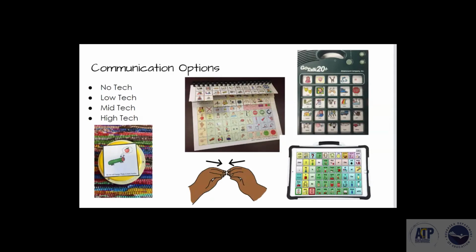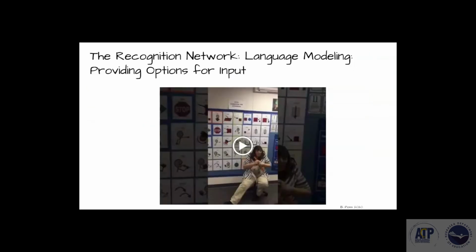In a universally designed for learning early childhood classroom, there must be options for communication. Young learners with language delays may need no-tech and low-tech communication supports, mid-tech communication resources, high-tech dynamic display devices, or a combination of all of the above. In supporting emergent communicators using augmentative communication devices, we can't forget about the recognition network and the importance of language modeling, providing options for language input to young learners. Here is a short video of a teacher using a wall-sized communication board to model core vocabulary words for her students.